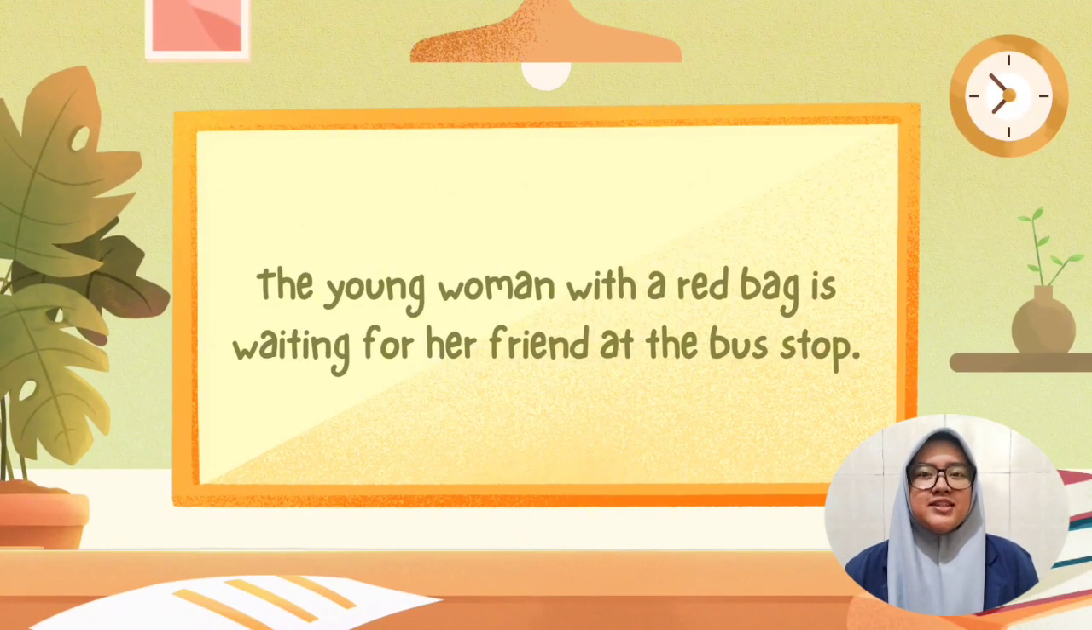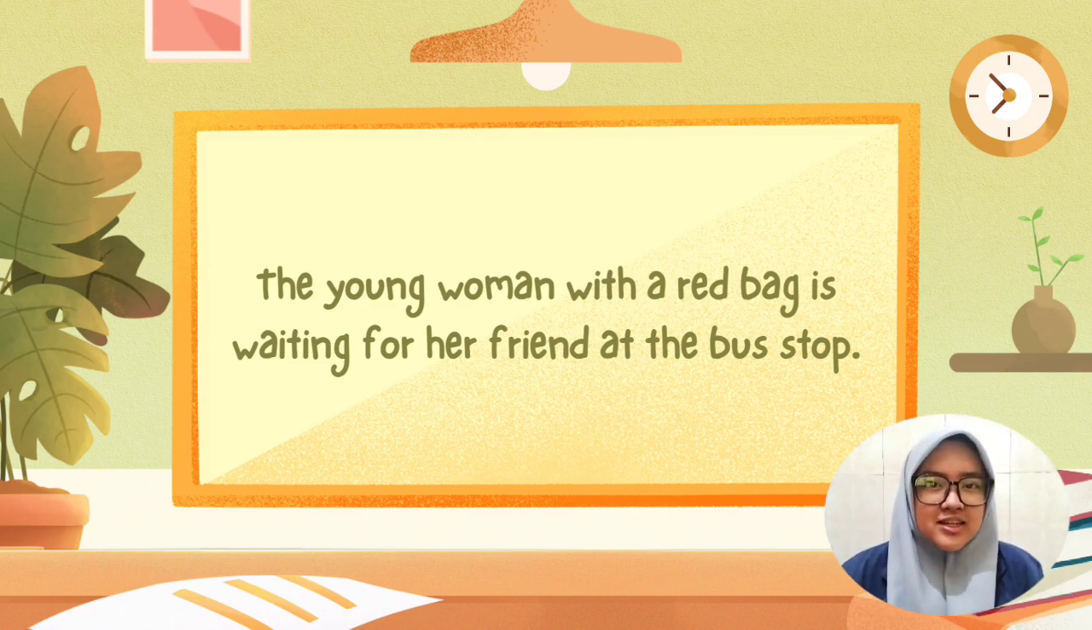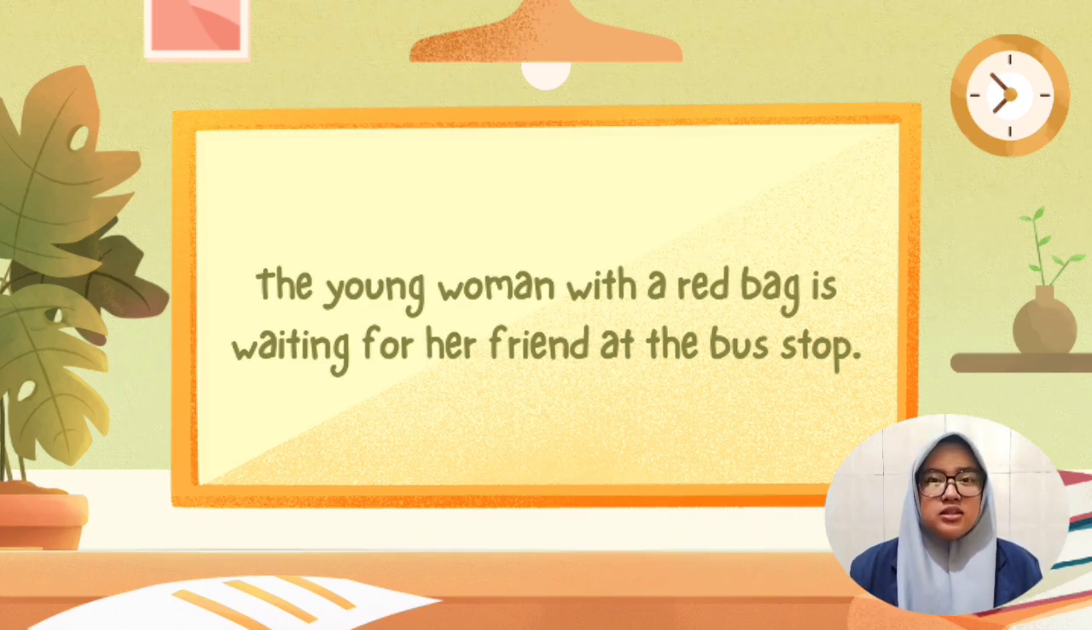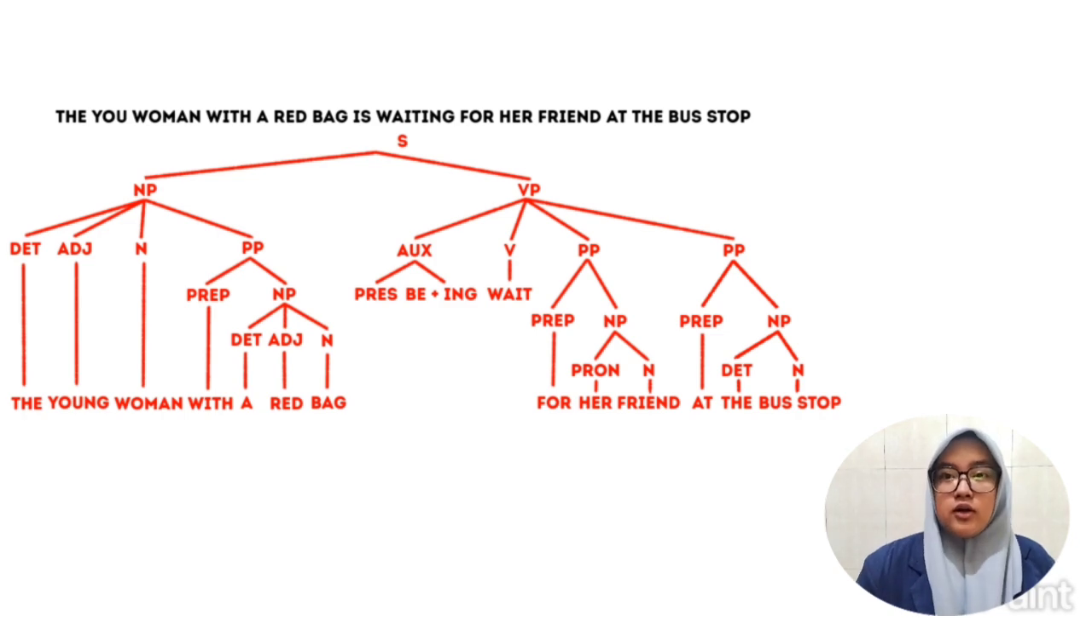Alright, now let's take a look at this sentence for a moment. The sentence is: "The young woman with a red bag is waiting for her friend at the bus stop." Now, after we see the sentence, let's move on to the analysis. As you can see on the picture of the tree diagram, this sentence is divided into two main constituents: a noun phrase and a verb phrase.